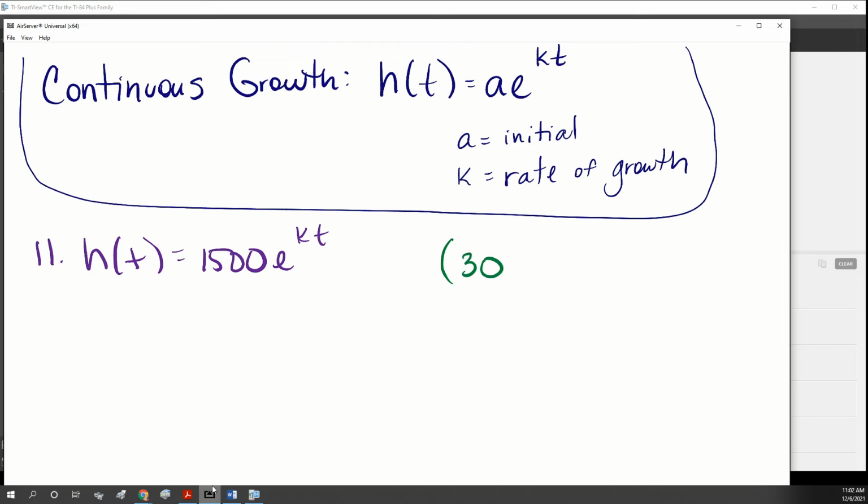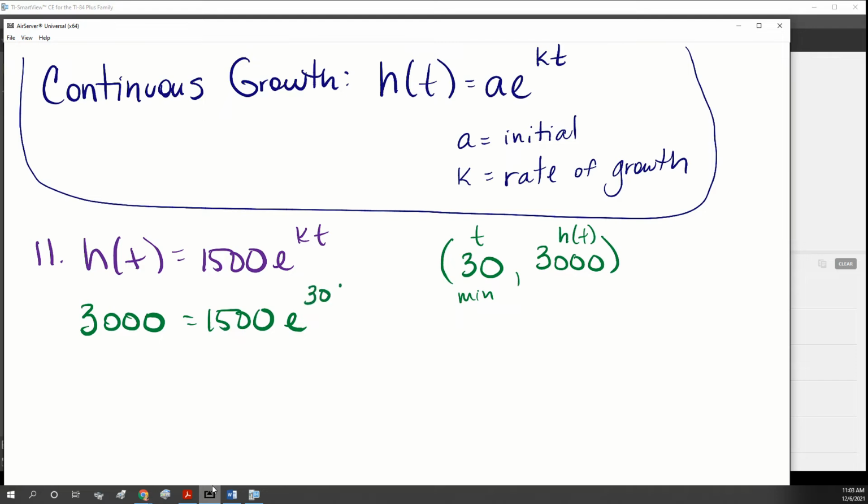So 30 minutes, how many bacteria should there be? 3,000. Good. So 1,500 doubles. So this is a T, this is a H of T. All right, so in for t, I'm going to put in 30 minutes. And we're going to solve that for k.